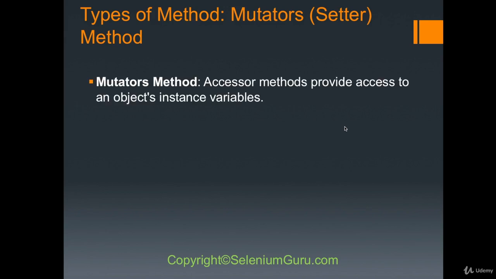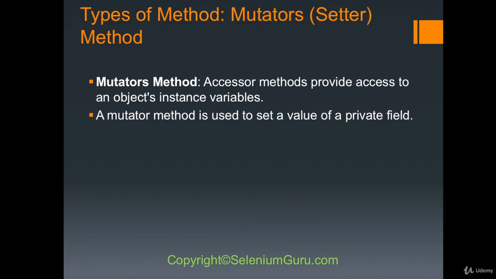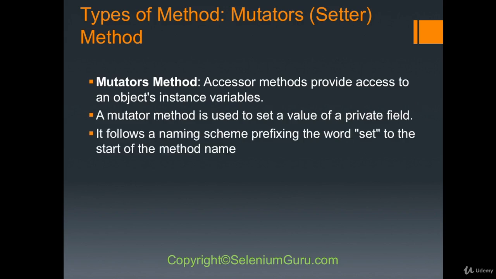Okay, so what is a mutator method then? Accessor and mutator methods are the methods that provide access to the object's instance variables. Also, it provides you access to set the instance variable. The mutator method is used to set the value of a private field. It follows a naming scheme, prefixing the word set to the start of the method name. So before, on the getter method you have a get, right? And the setter method you actually have a set.